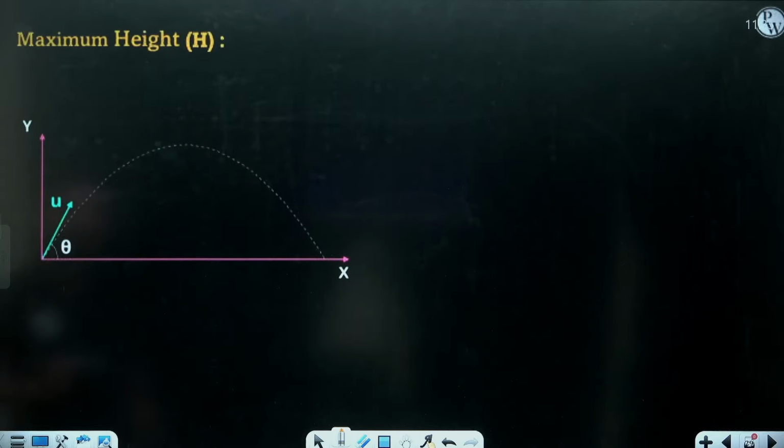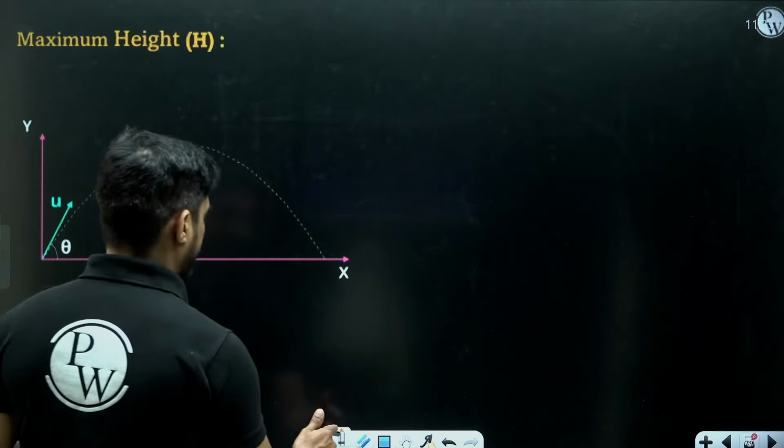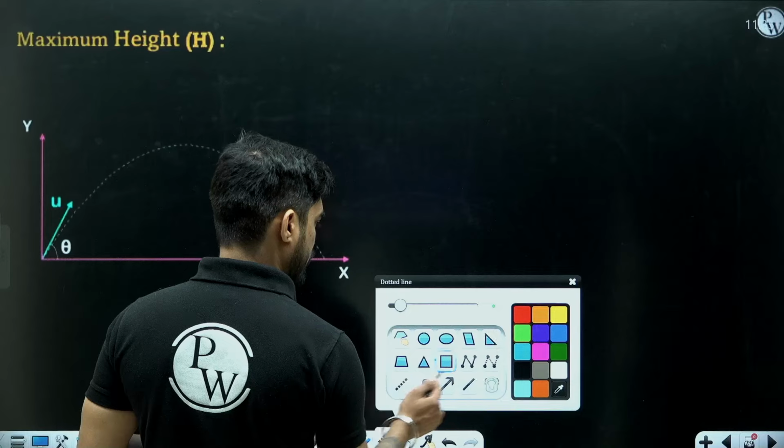Let's move on to the next. Maximum height means we need this distance.